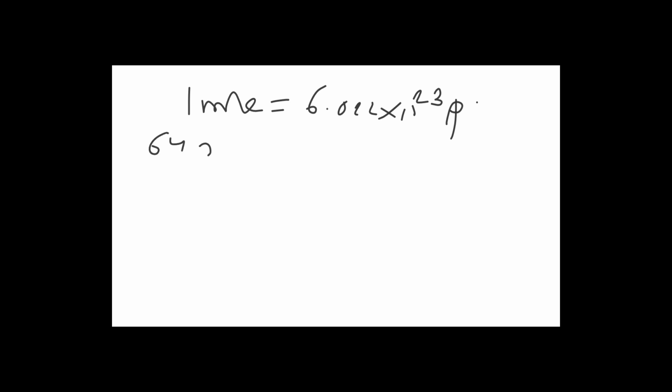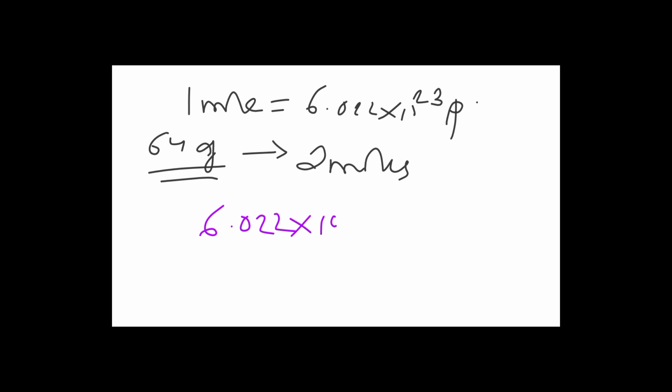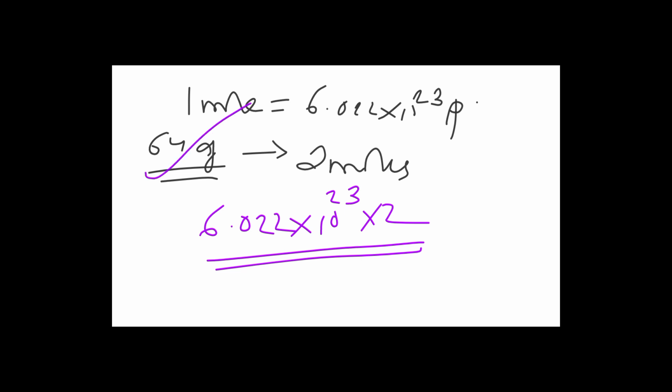Moreover, we already knew that 1 mole is equivalent to 6.022 into 10 raised to 23 particles. Now we need to find the number of particles present in 64 grams. We have already found that 64 grams is equivalent to 2 moles. So the number of particles is simply 6.022 into 10 raised to 23 into 2. This would be the actual number of particles present in 64 grams of oxygen.